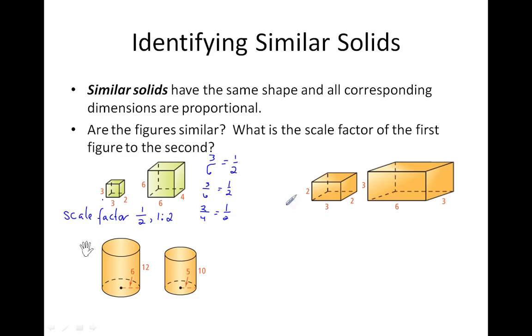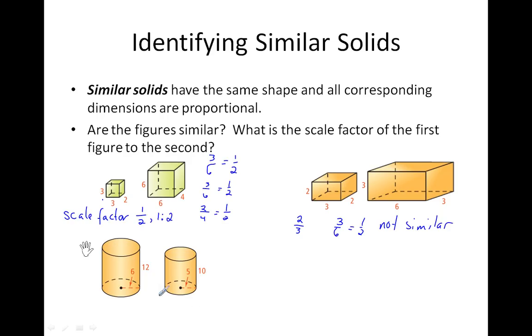Now if we look at these two figures, to go from the first to the second, if we look first at the height, we have 2 to 3, that does not reduce. Then if we look at, I'm going to call it the length of the figure, we have 3, and over here we have 6. That reduces to 1/2. Those two numbers are not the same, so these two figures are not similar.